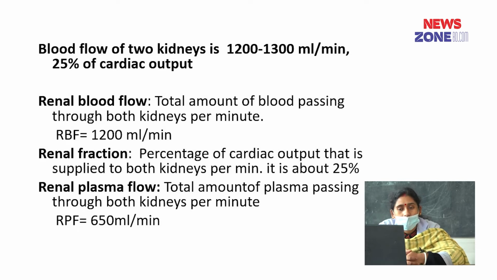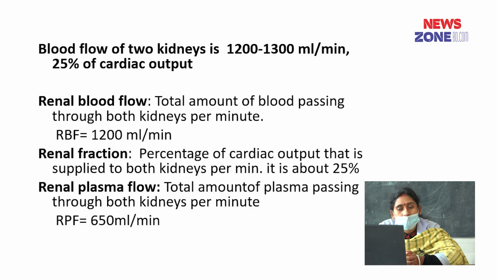Renal plasma flow. We know that in the blood, 55% is plasma and 45% is cells. So renal blood flow is 1200, and 55% of 1200 is 650. So this is the renal plasma flow.